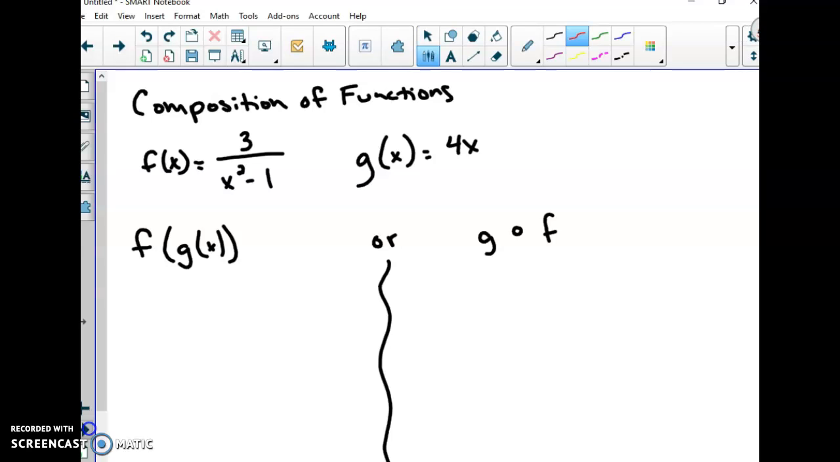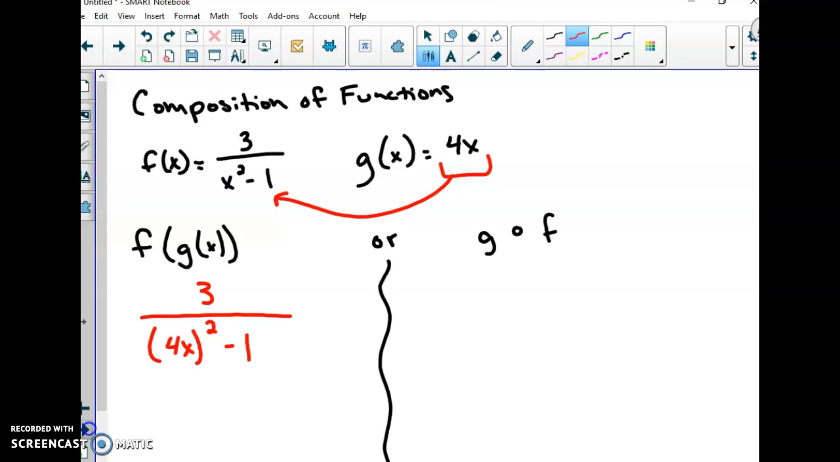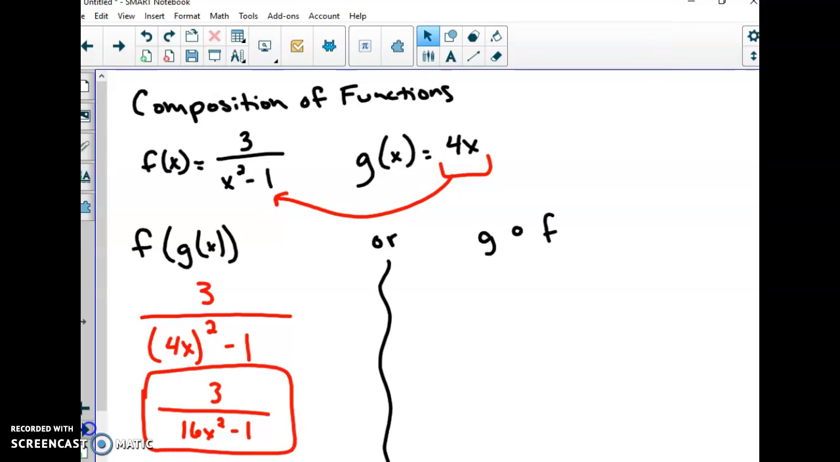First one, we're going to take this g of x here, and we're going to substitute it into the x spot over here. So we have 3 over 4x in parentheses squared minus 1. I need to simplify this. I now have 3 over 16x squared minus 1. Easy simplification there.